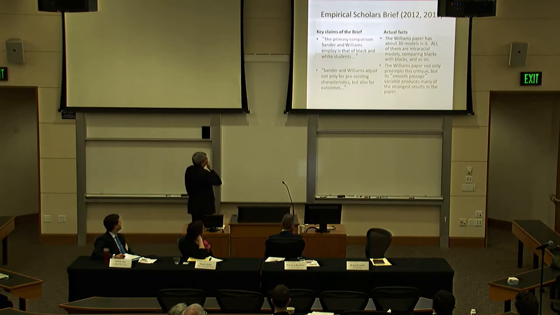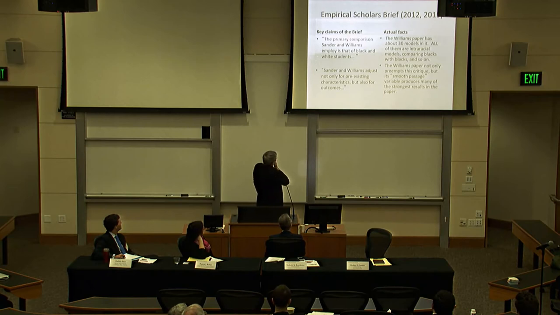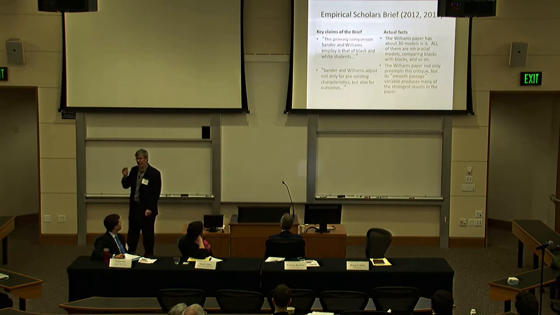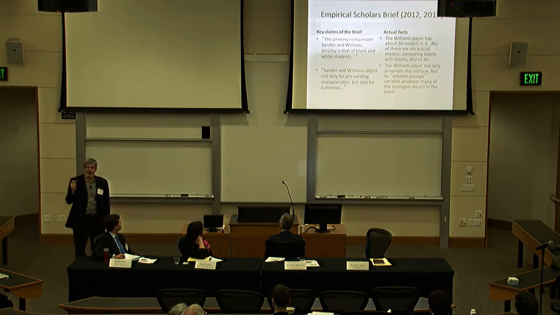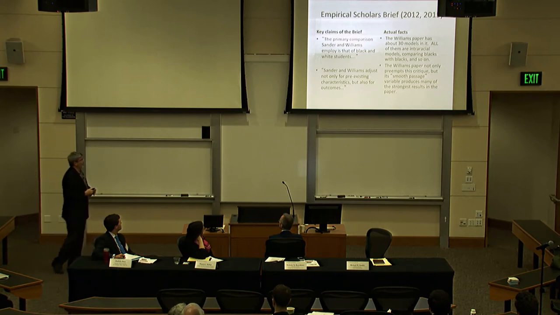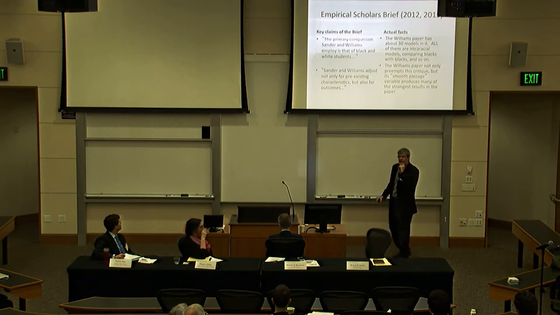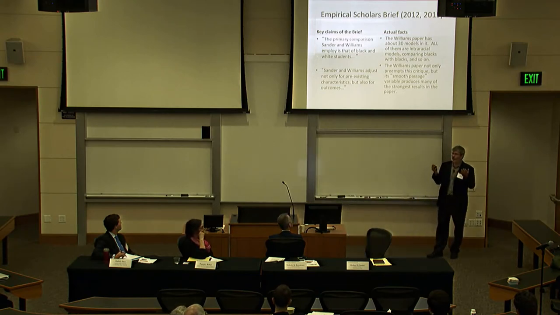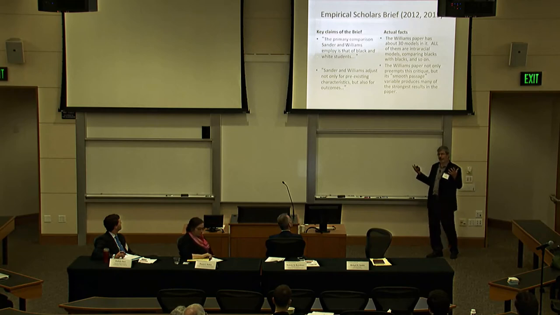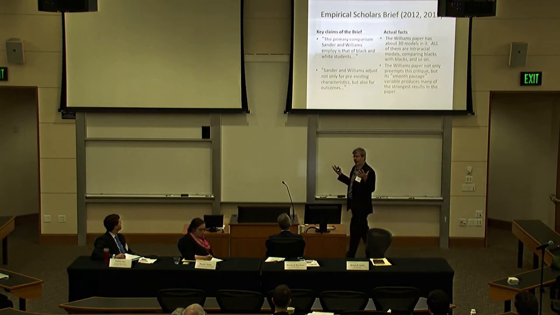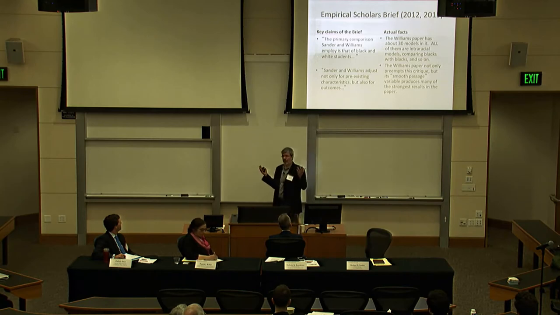They argue that Sander and Williams adjust not only for pre-existing characteristics, but also for outcomes. This is a somewhat more subtle argument, which is that in looking at bar passage, they're only using graduates. They're not looking at students going all the way through the law school process. But Williams actually talks about this issue in detail. So do Arcidiacono and Lovenheim in their literature review. They're not only highly aware of the problem, but they introduce very sensible tests for measuring it, and they're able to measure it directly, and they find that it doesn't make any difference, that both ways you produce pretty much the same mismatch effect.